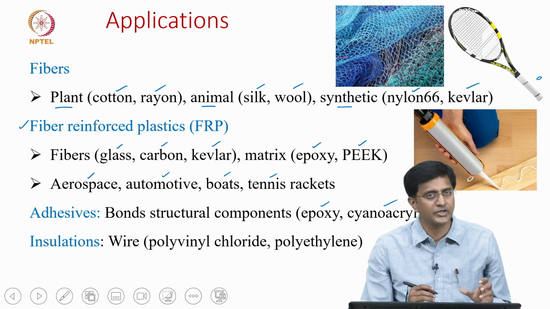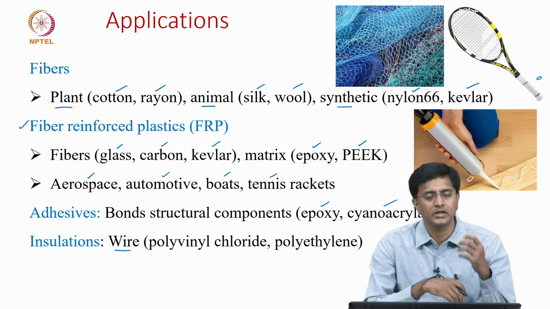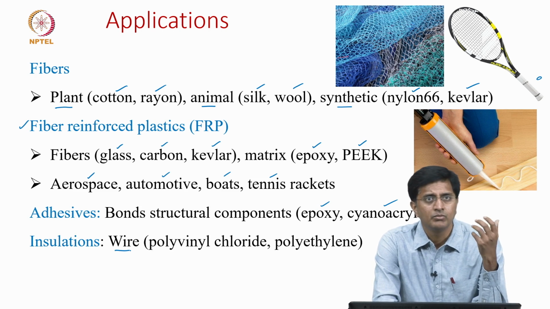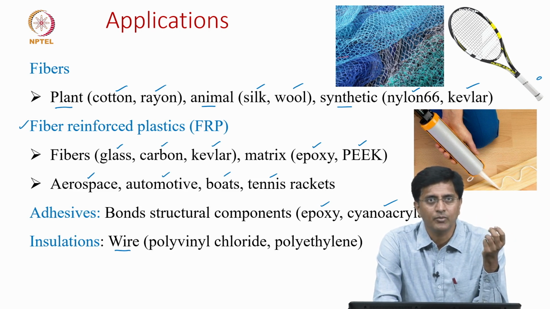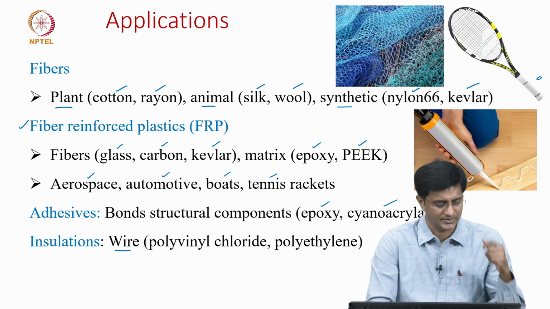Polymers are also used for insulation, mostly to insulate electrical wires, where polyvinyl chloride and polyethylene are used. The reason why they are used is because they are again poor electrical conductors.